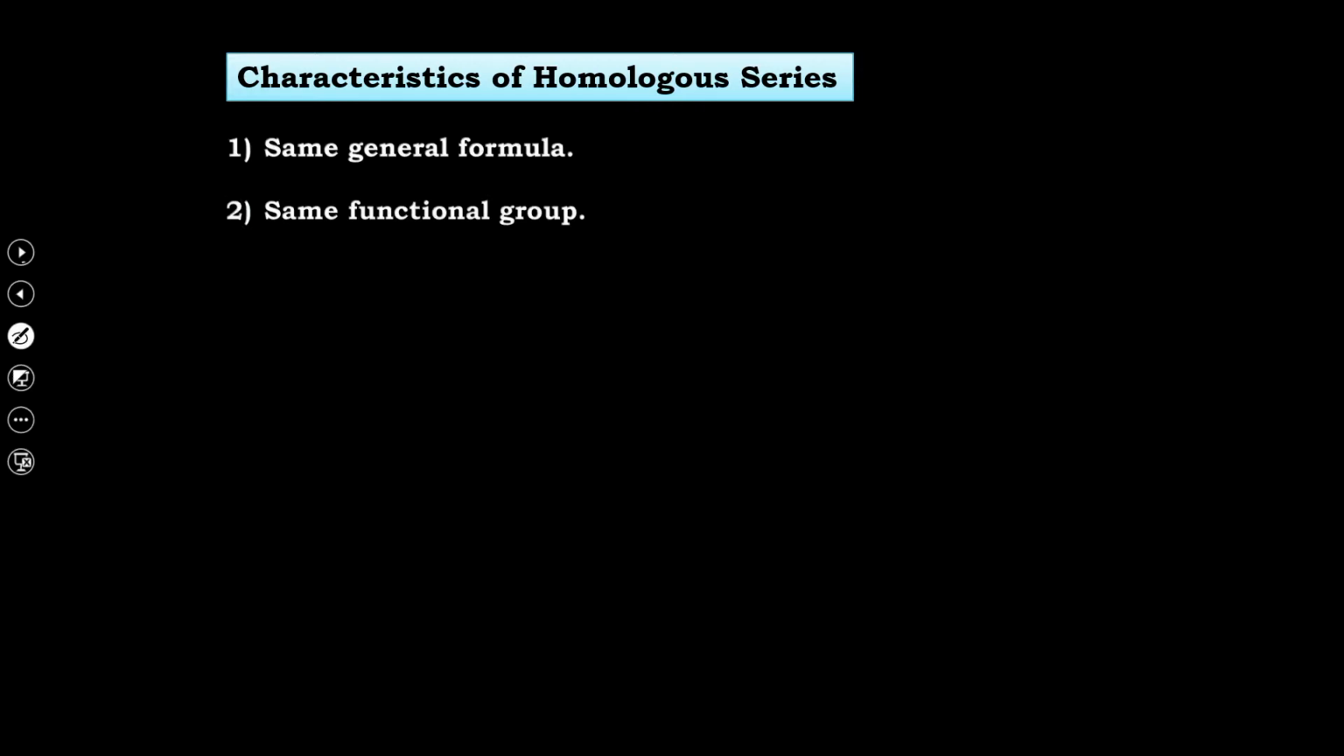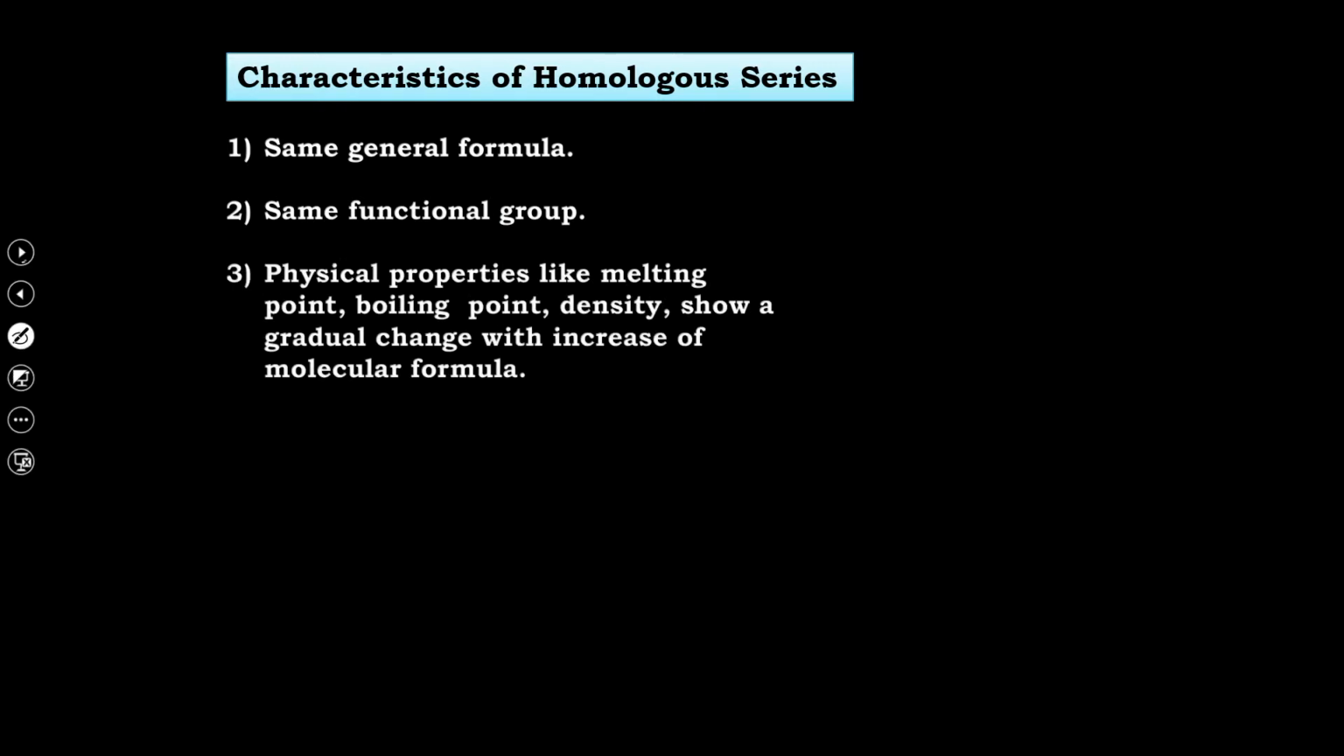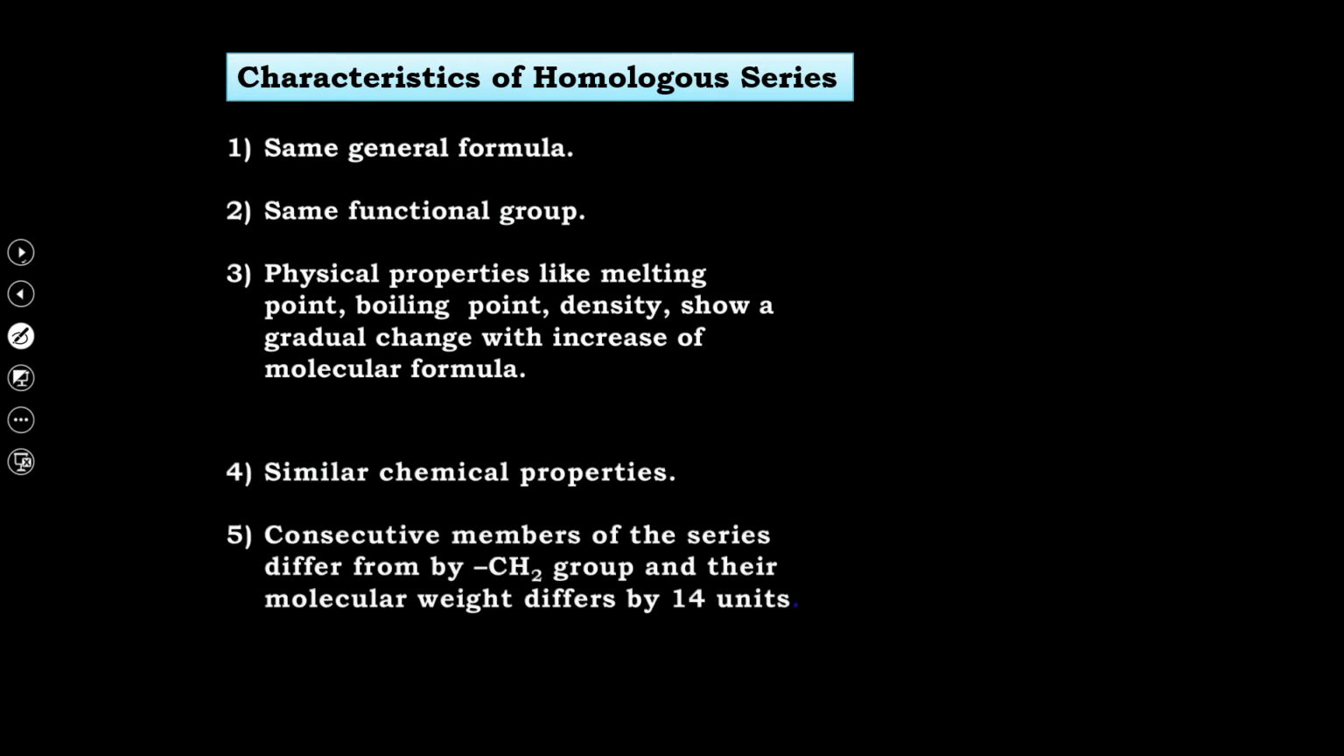Now let us see what are the characteristics of homologous series. I have already told you, but just let me brief you with the properties. So homologous series are the one which will have same general formula, same functional group as we saw in case of alkanes. Then physical properties will be similar like melting point, boiling points, density. So they will show a gradual change when we move to the higher members. Okay. And similar chemical properties also, and the same thing, that is they will differ by one CH2 group and molecular mass by 14 units.